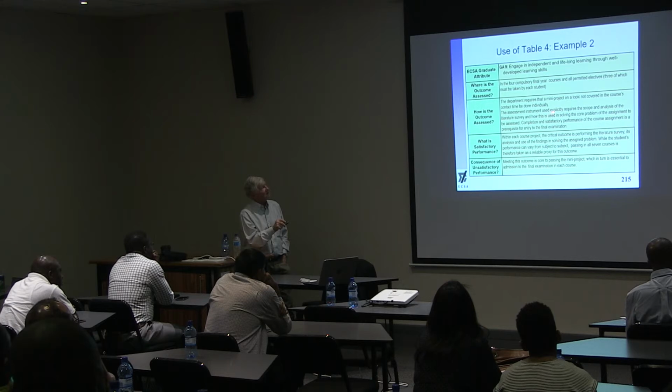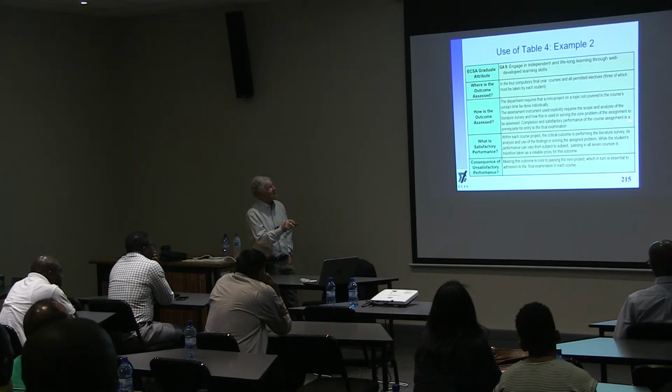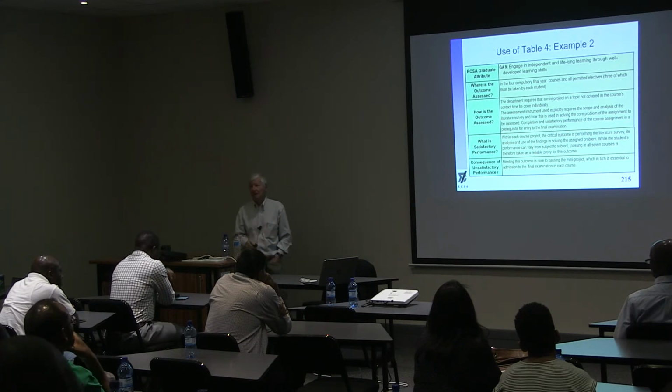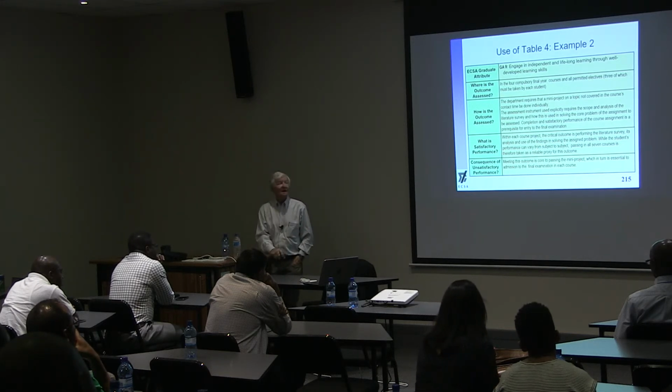The assessment instrument used explicitly requires the scope and analysis of the literature survey. And again, you've got that. Did he do literature survey? Did he do this? Did he do that? Did he do the other things? Complete and satisfactory performance of the course assignment is a prerequisite for entry to final exam. So it becomes a DP. And within each course project, the critical outcome is performing the survey, the analysis, using the findings, solving the problem. And that's how they assess that one.